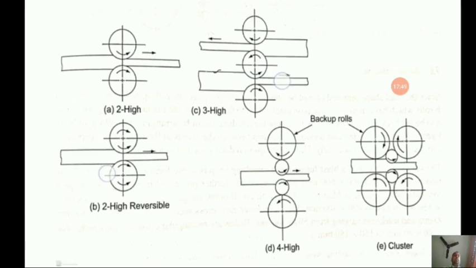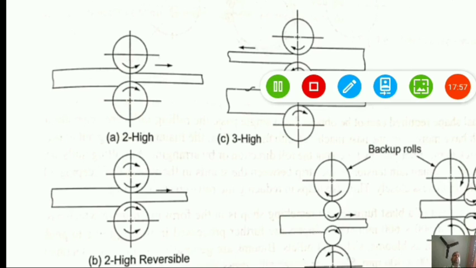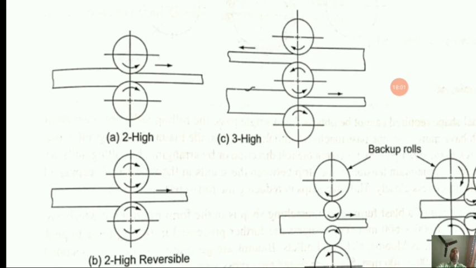The first one you can see over here is known as the two high non-reversing rolling stand. This arrangement is the most common. In this, the rolls always move in only one direction, this direction.